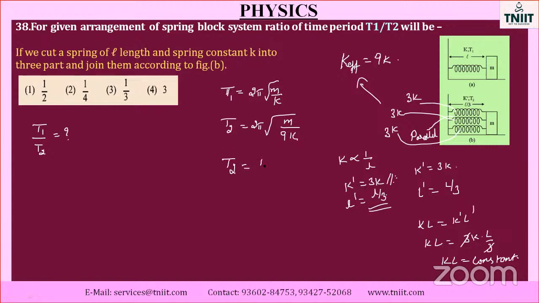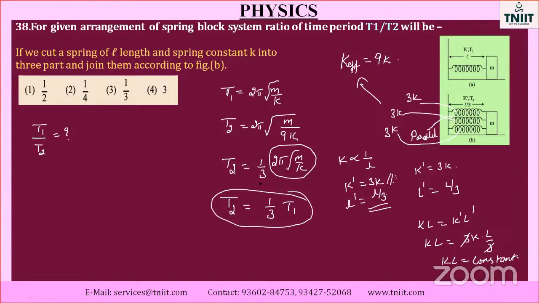So T2 will be equal to 1 by 3 times of 2 pi into root of m by k. This 2 pi into root of m by k is the initial time period, that is T1. So T2 value will be 1 by 3 times of T1. So what will be the T1 by T2 ratio then? T1 by T2 ratio will be 3 by 1. So the ratio is 3:1.